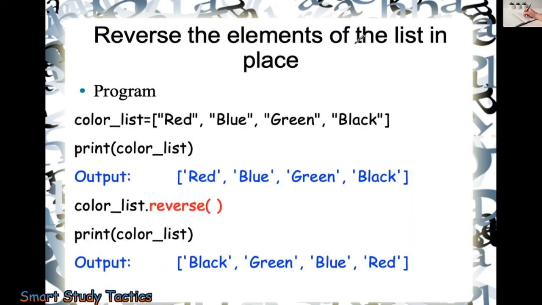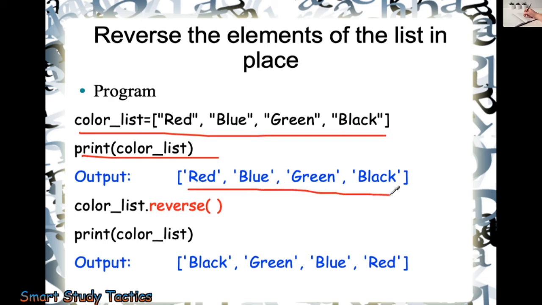Reverse the list items of the list in place. You want to reverse it. So let's see. Here you can see the program. Blue. It is a list. You are printing a list. It is printed here. If you use reverse, then it reverses the list: black, green, blue, red. You can see black, green, blue, red, which means it gives just the reverse order of the list.